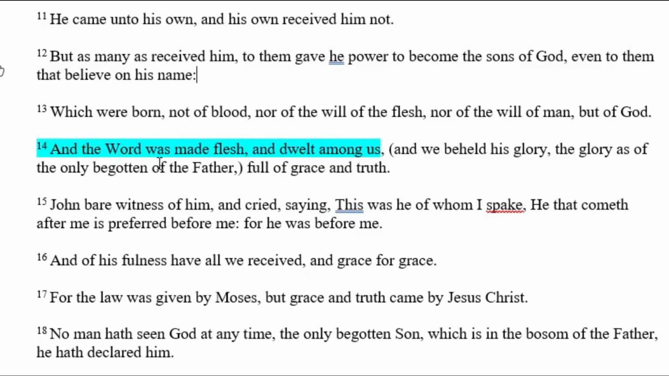Verse 14, and the Word was made flesh and dwelt among us. What is the Word? What is it being made flesh? And what is it dwelling among us?